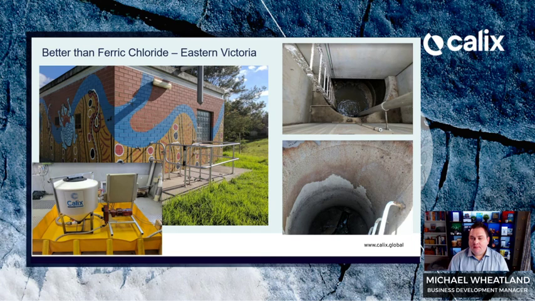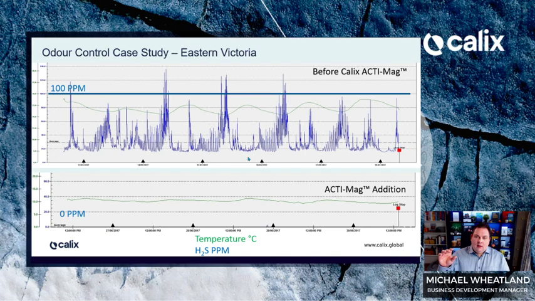You just run a hose from that dosing unit into the wet well, and it just drips into the wet well every time the pump starts and stops. Very simple setup, and the outcome of that was, you can see along the top line here, that was our control. So that was before we added our product, and it was while they were using the ferric chloride.